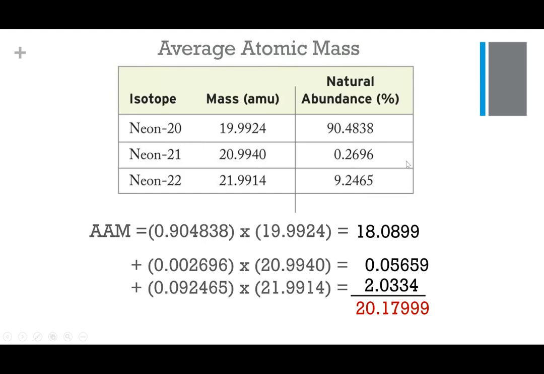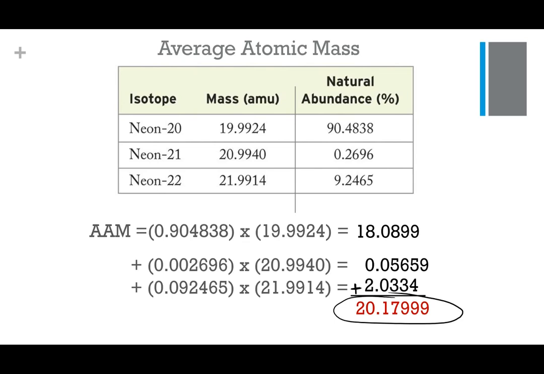So here I have typed out all of this information. What you'll see is I actually do the natural abundance first here, natural abundance times the weight for each isotope. I plug them into my calculator, and these are the three numbers that it spits out. Then we simply add these three numbers together. And this number is what you would see on the periodic table.